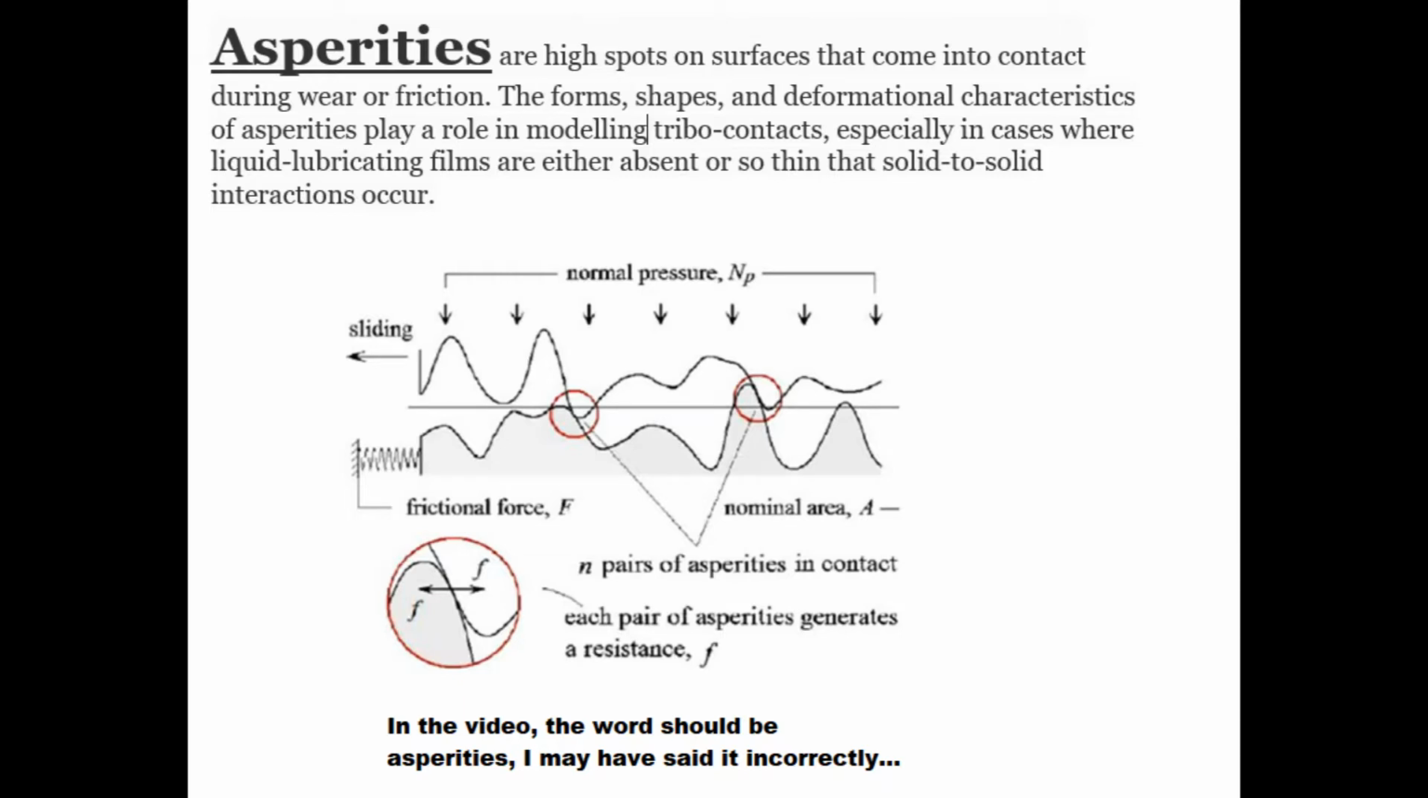Especially in cases where liquid lubricating films are either absent or so thin that solid to solid interactions occur. So these asperities are these lumps and bumps, high spots on the surface. Yes, and in the video I may have said it incorrectly.